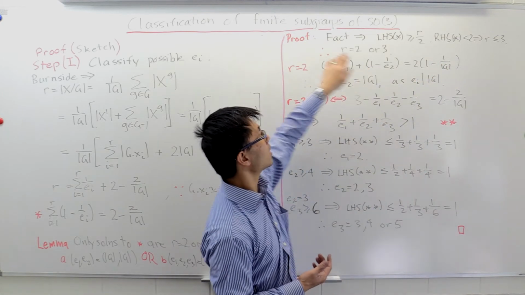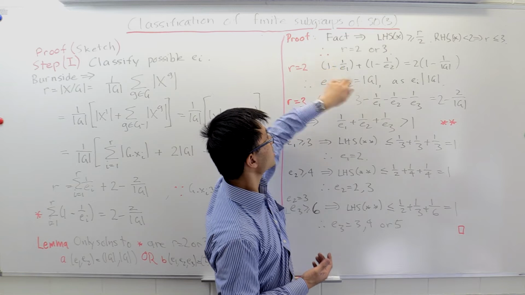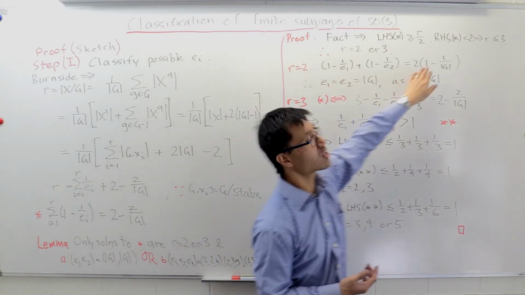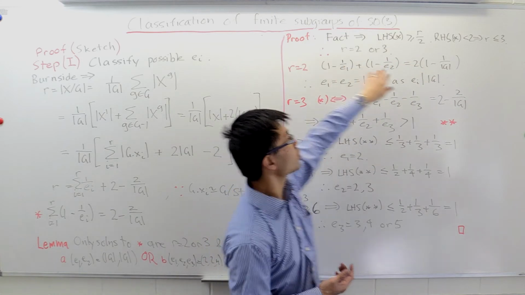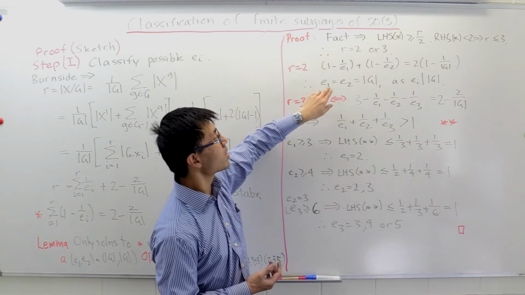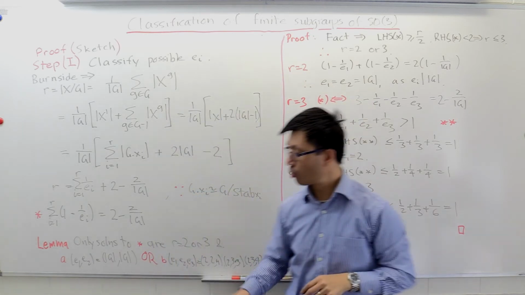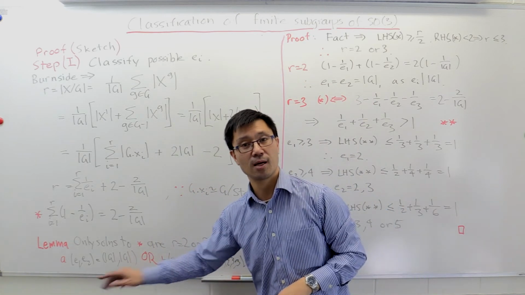And the sum of these will be the same as twice this one here, 1 minus 1 on the order of G. That's the only way you can get these to be big enough to equal that. So that's the only possibility. If R equals 2, indeed we have E1 equals E2 equals the order of G, and that's what we stated here.